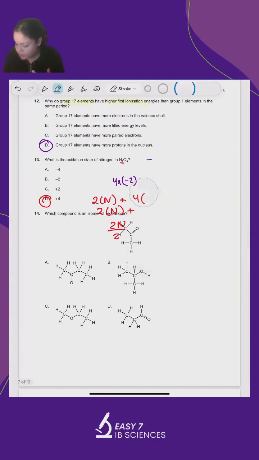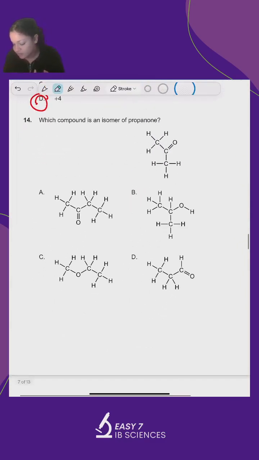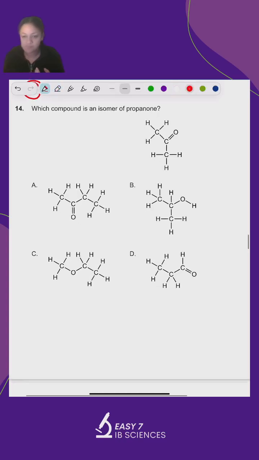Next question. Which compound is an isomer of propanone? So what does isomer mean? Isomer basically means that it's the same molecule, just arranged differently. Okay, someone's asking about gas laws, thermodynamics. I'm sure that will come up later in the paper. Okay. So isomer is the same molecule, same structure, same elements, just arranged differently.